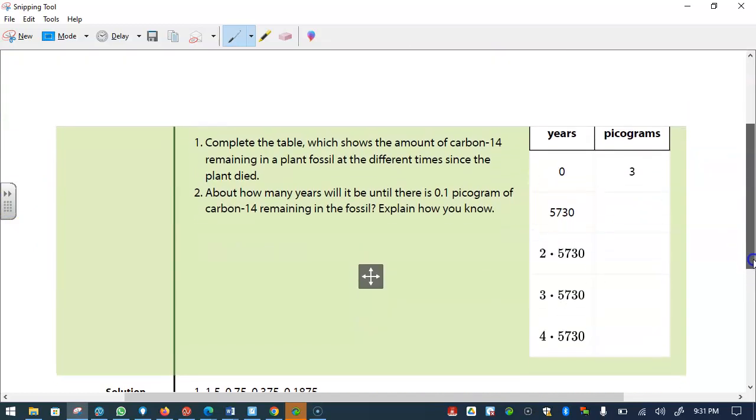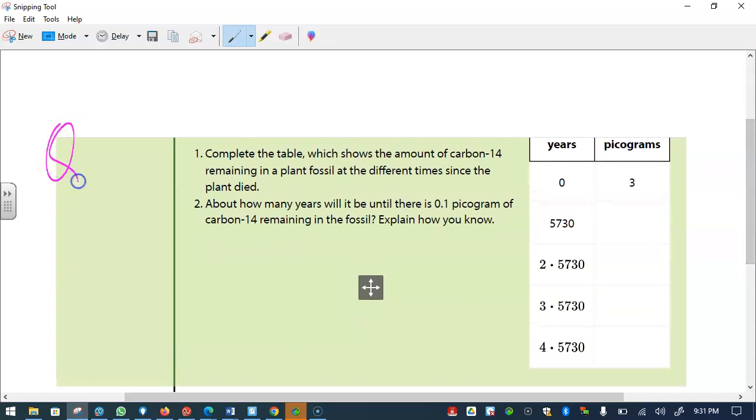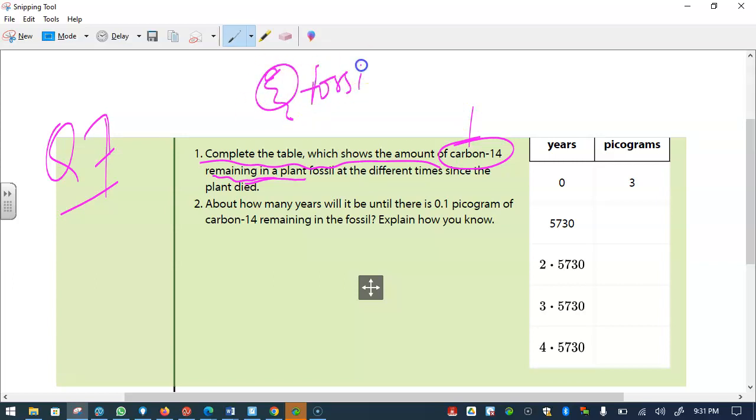Okay, watch this. So the last question, question number 6 or 7, I think you can check that out. Complete the table, and you see the carbon 14 is a special one. Let's say in the fossil there was some amount of milligrams or grams. In this example, it is showing picograms, right? So in the beginning, there were three picograms. So what does this mean?